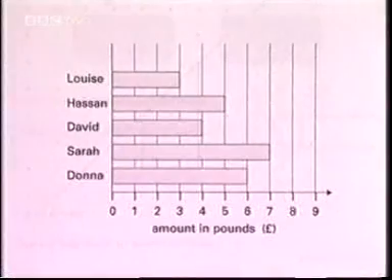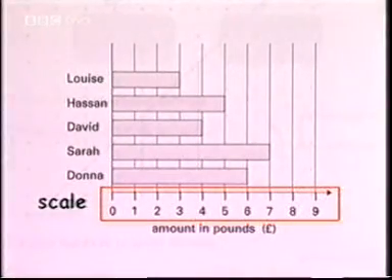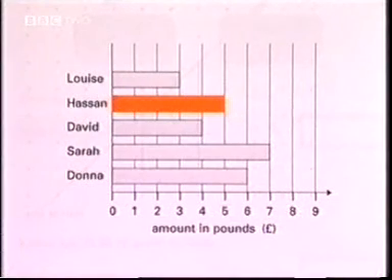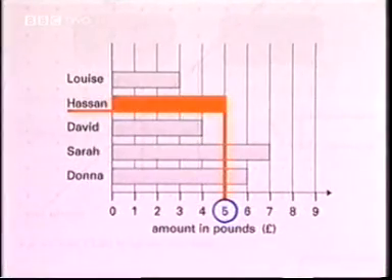Another thing to watch out for is what each division along the horizontal axis is worth. That's the scale. In this case, 1 division equals £1. This bar, for example, tells you how much money Hassan raised. To find out the exact amount, you go from the end of the bar to the amount in pounds axis. And there you can read the figure 5, which means £5.